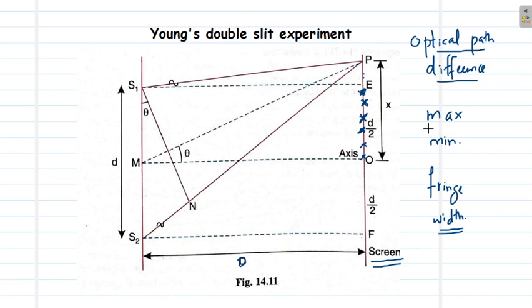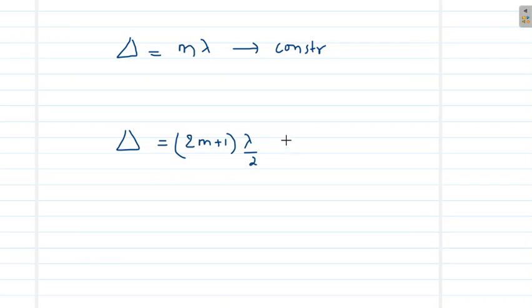Before moving on and finding the equations for maxima and minima, we need to determine the equation for the optical path difference between the light waves coming from source 1 and source 2, because then we can write the equation delta is equal to m lambda for constructive interference or brightness, and delta is equal to (2m plus 1) into lambda by 2 for destructive interference or darkness. To state both these equations, we need to find delta, which is the optical path difference. So let us formulate an equation for that.